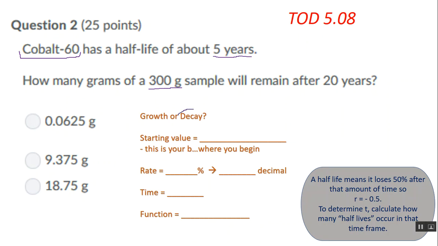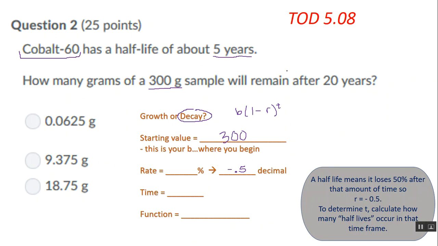Well, this is a decay problem. It is getting smaller. Your starting value here is 300. That's how many grams we started with. Our rate is that negative 0.5. It already gave it to us as a decimal. It was 50%. And remember, this is a decay, so we're already using that minus sign.